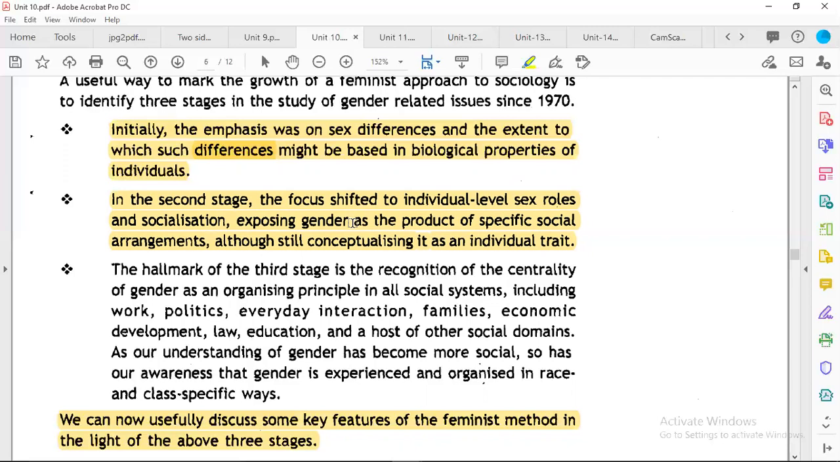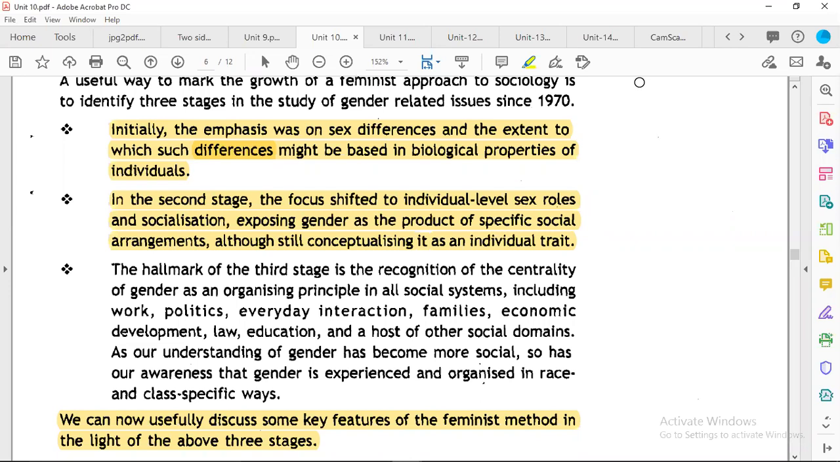That means sex is created by God or the creator, and gender is fabricated by society or arranged by society. But still, in that second stage, it was considered that gender was an individual trait. That means if a female has specific roles, which are basically forced upon her by society, that is considered a specific individual role.